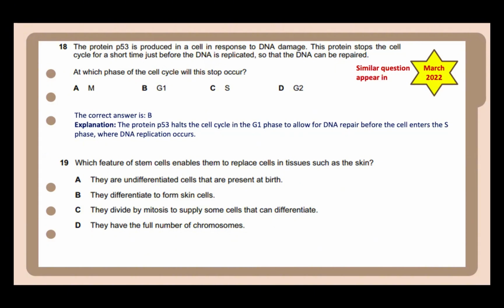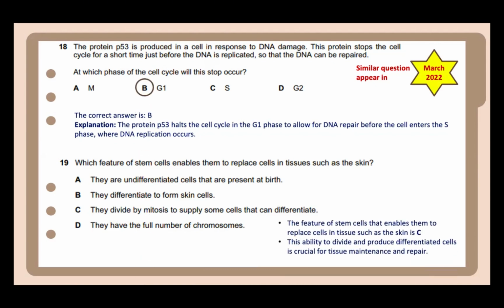Which features of stem cells enable them to replace cells in tissue, such as the skin? The features of stem cells that enable them to replace cells in tissue, such as the skin, is that they divide by mitosis to supply cells that can be differentiated. This ability to divide and produce differentiated cells is crucial for tissue maintenance and repair.